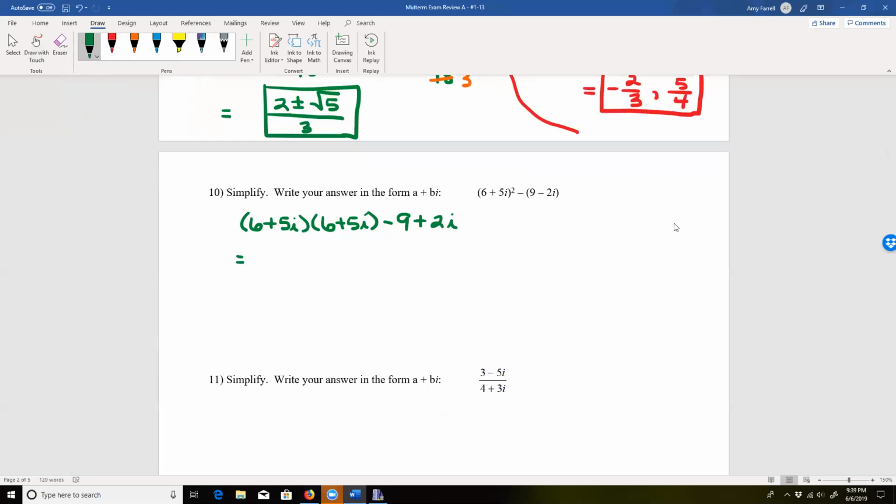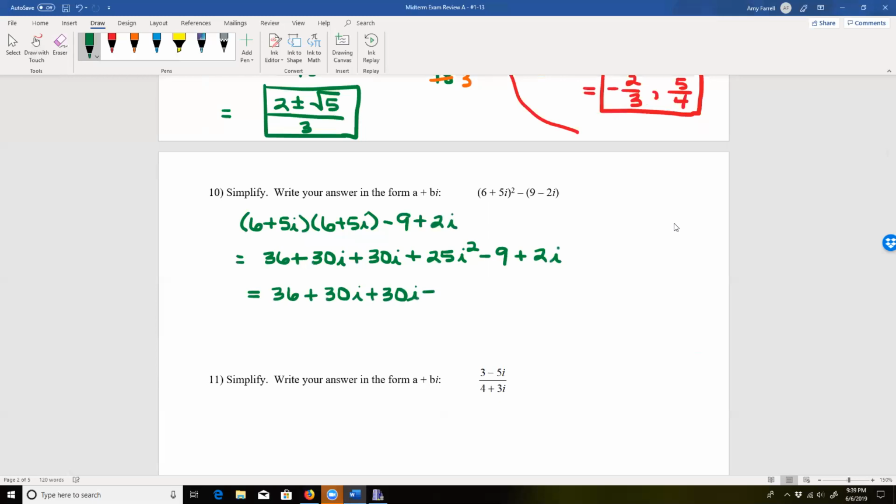When I FOIL, 6 times 6 is 36. 6 times 5i is 30i. 5i times 6 is 30i. And 5i times 5i is 25i squared. I'm just going to copy then what I had back here, minus 9 plus 2i. I squared is negative 1. I'm not going to combine like terms yet. Let me go ahead and just copy what I've got.